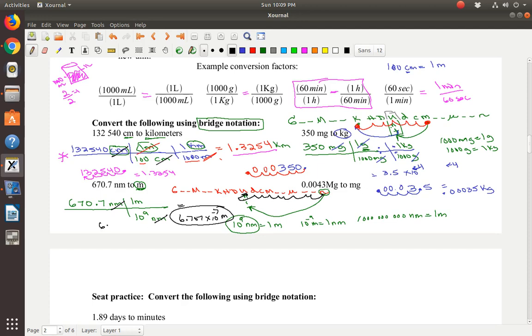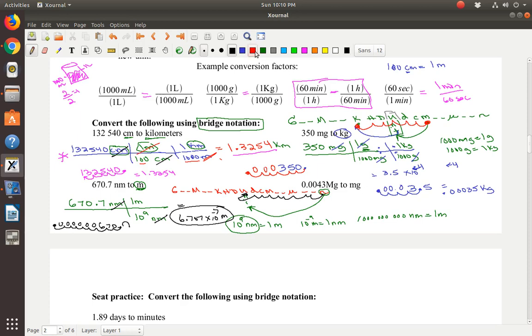So 670.7. Notice there's the decimal. Move it 9 places to the left. 1, 2, 3, 4, 5, 6, 7, 8, 9 places. And put zeros. All right. Well, that doesn't look like that.